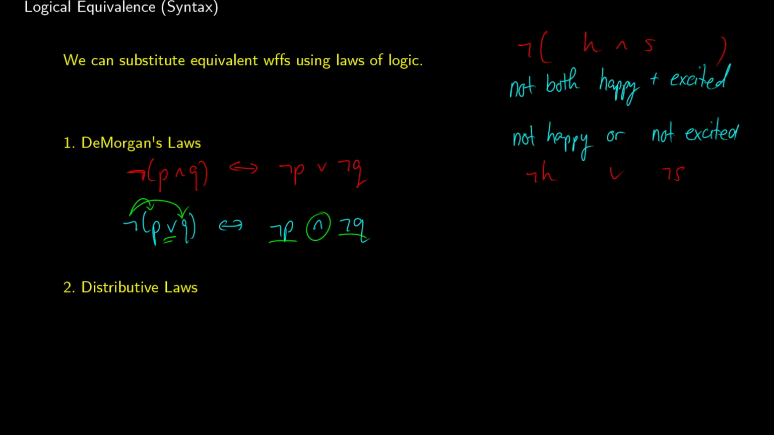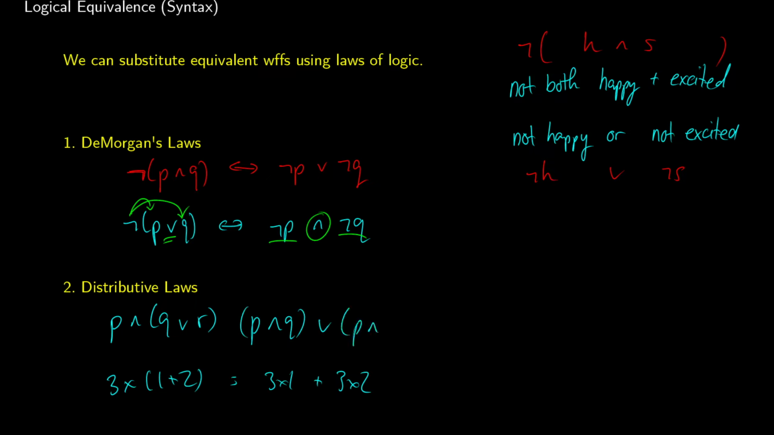The distributive law is a lot like how it works with multiplication and addition. If I have P and (Q or R), it's a lot like saying 3 times (1 plus 2). This is the same thing as 3 times 1 plus 3 times 2. So P and (Q or R) is the same thing as (P and Q) or (P and R). I can even highlight the multiplication signs here and correlate them with the ands so we can see how they match up. I will do it with the ors as well. The ors here correspond to the plus sign.